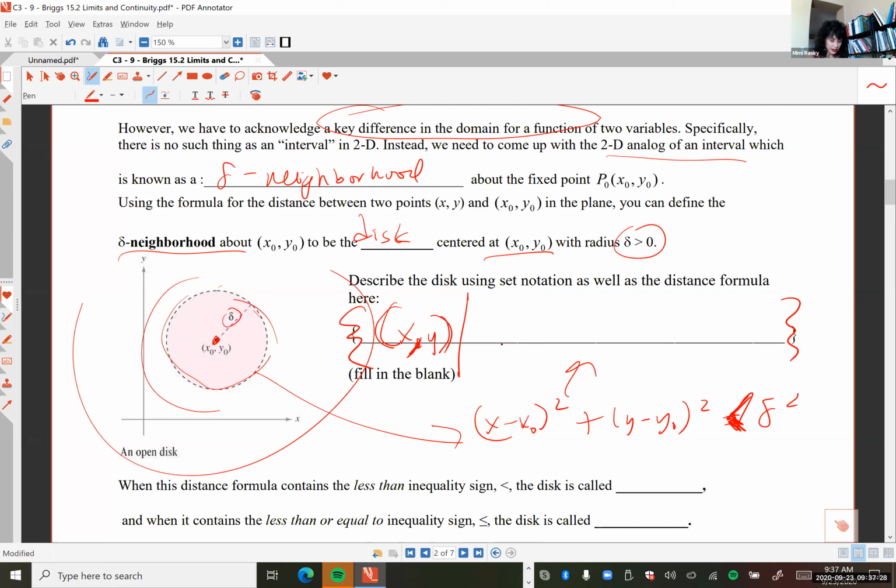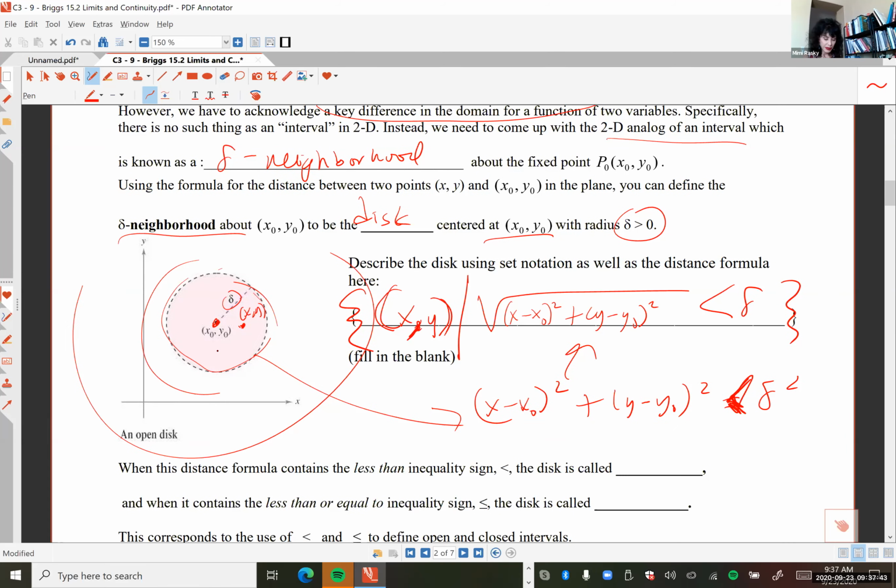If you square root both sides, you'll get what I'm going to say, which is the square root of, we're doing the distance formula here between the arbitrary point x, y, which is somewhere here in your disk, and the fixed point. You just want to stay really, really close to the fixed point. That's all they're saying. That's just a fancy schmancy way of saying, hey, stay inside your disk. Stay inside your delta neighborhood, people.